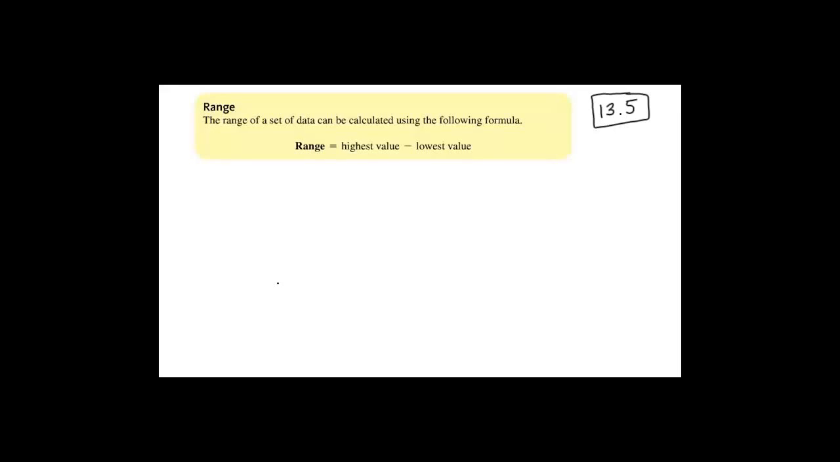We're looking now at section 13.5, which describes measures of dispersion. Measures of dispersion will help us to look at a set and know what the spread of the data is. Measures of central tendency was in 13.4, and that helped us look at the mean, the median, mode, and mid-range. Now we're going to look first at the range, which is one way to look at the spread of data.